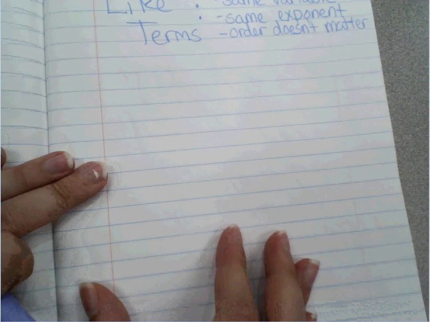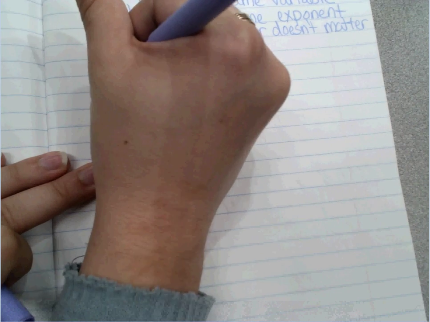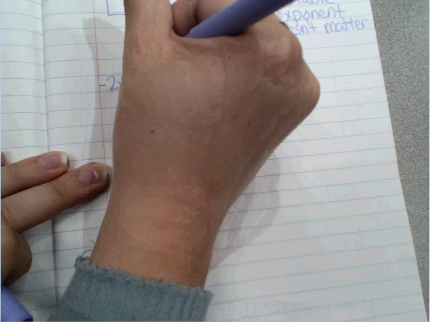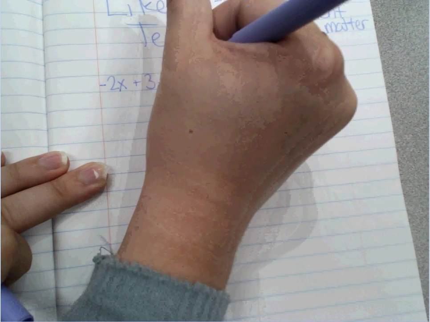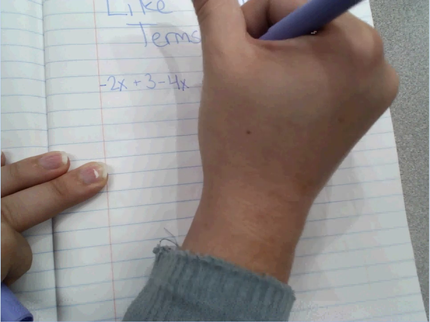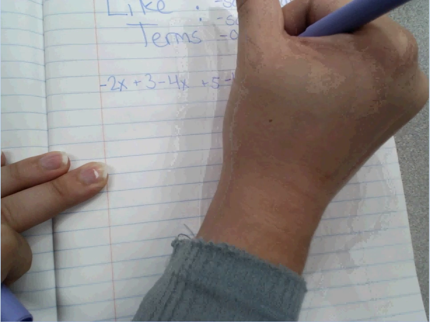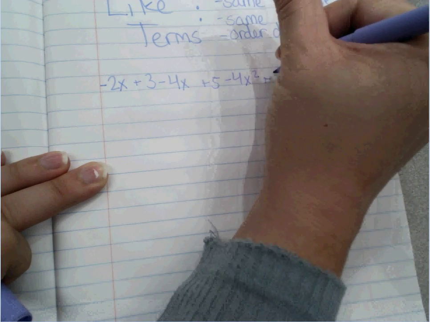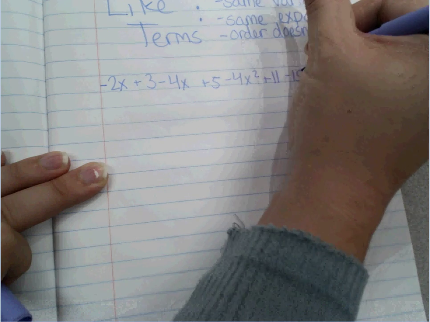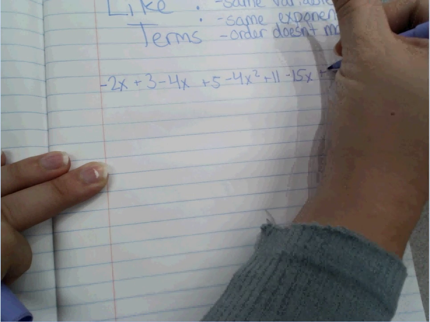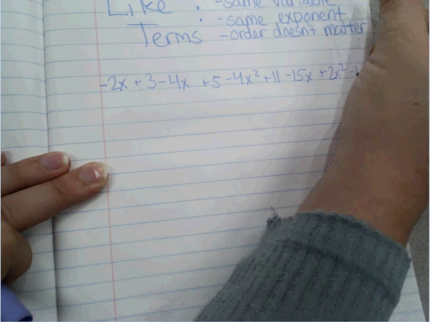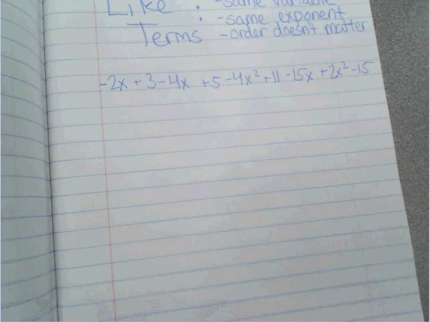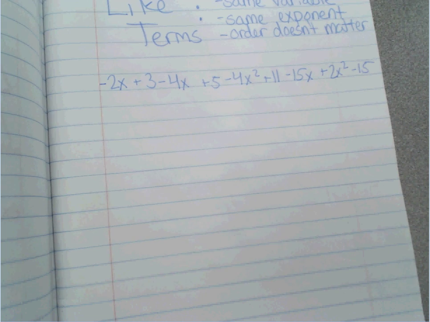All right, so if we look at a couple examples, if we have something like, this is going to be a lot to write down, negative 2x plus 3 minus 4x plus 5 minus 4x squared plus 11 minus 15x plus 2x squared minus 15. So something like this. Positivity if you need to get all of that down.